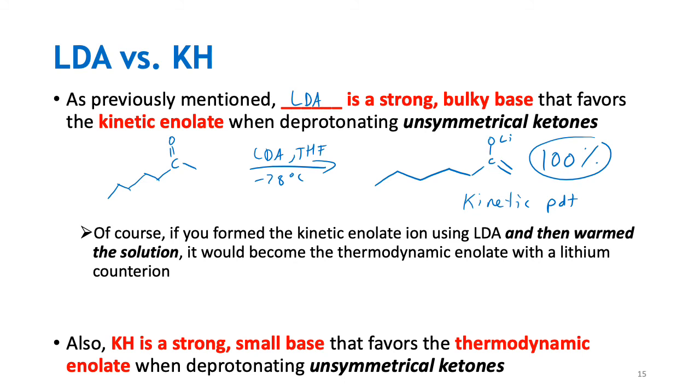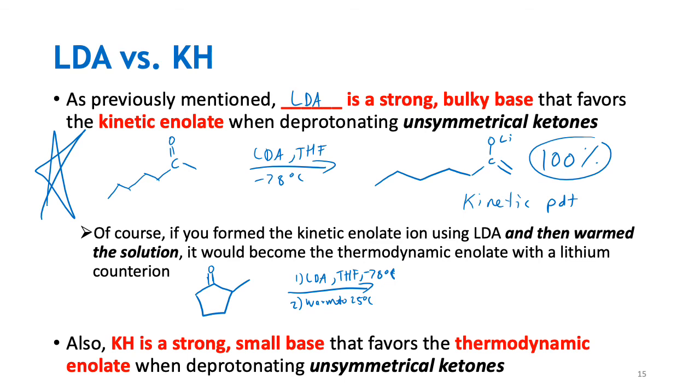Of course, if you form the kinetic enolate ion using LDA and then warm the solution, it would become the thermodynamic enolate with a lithium counter ion. So notice I kept this reaction that I'm starring at minus 78, but let's say I would have had this particular ketone, and I did LDA, THF, minus 78 degrees Celsius. This is based on an experiment, by the way. That would form the kinetic product, but let's say I kept the solution and I warmed to 25 degrees Celsius.